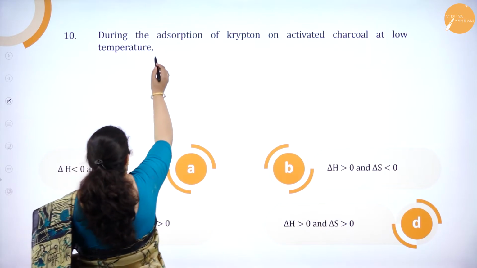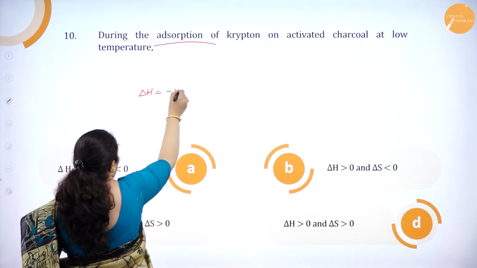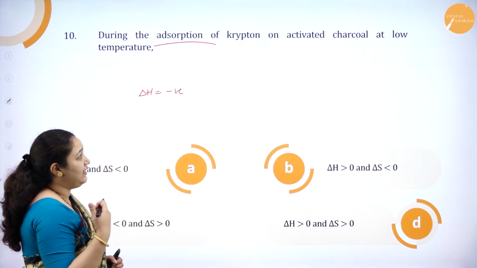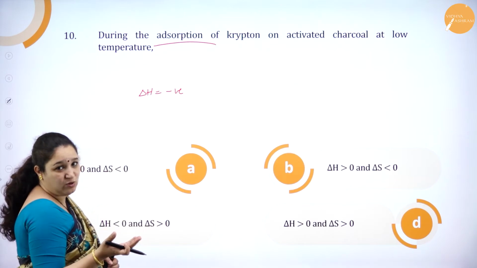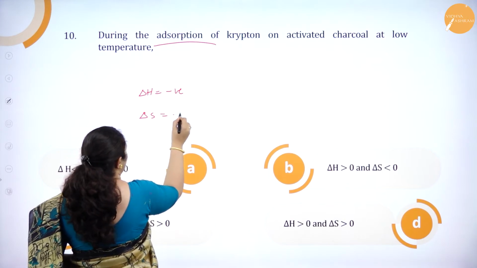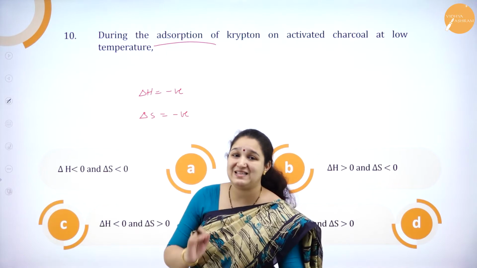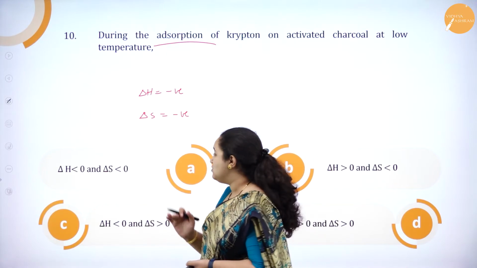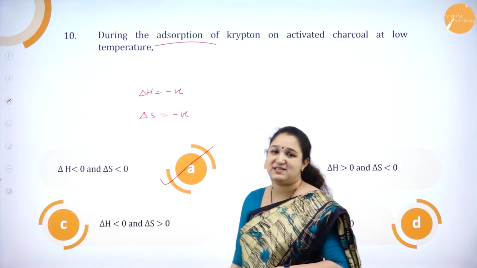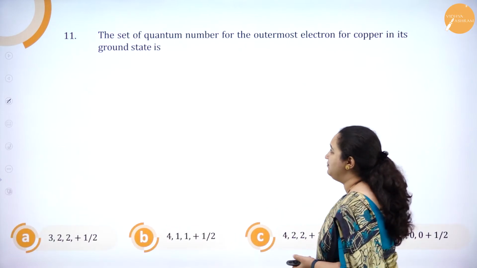First of all, in an adsorption process, delta H is negative, and krypton is a gas which is getting adsorbed on the activated charcoal. Randomness is decreasing. So what happens? Delta S also is negative. So both delta H and delta S should be less than 0, isn't it? So delta H and delta S is less than 0. Option A is the right answer. Okay. We'll go to the next question.